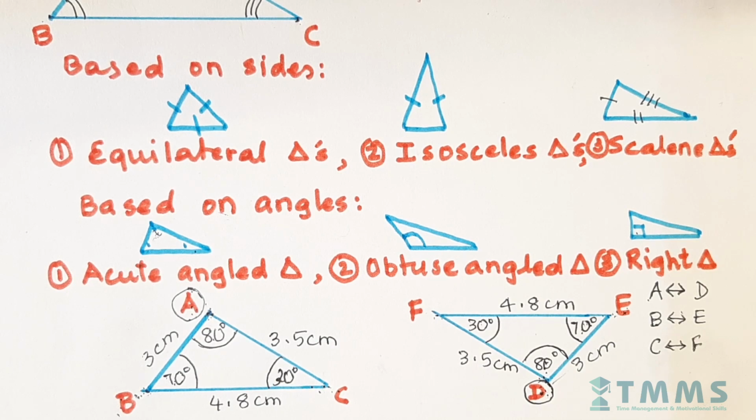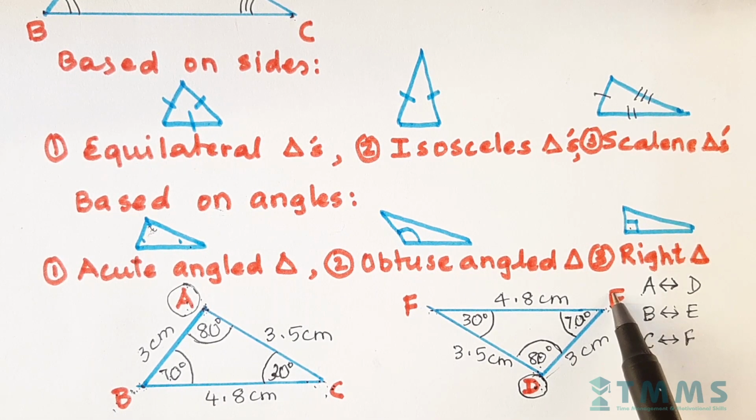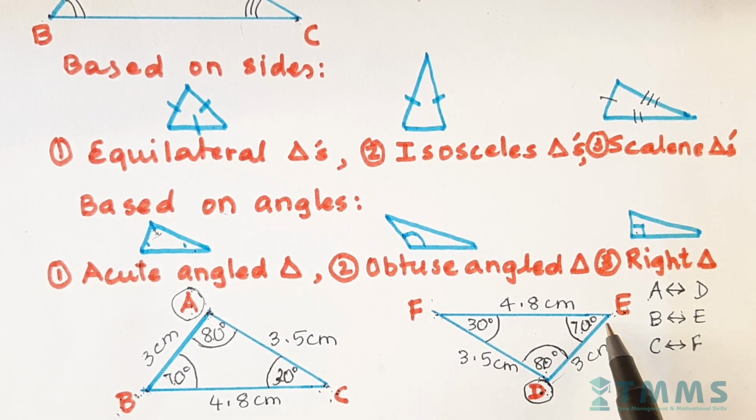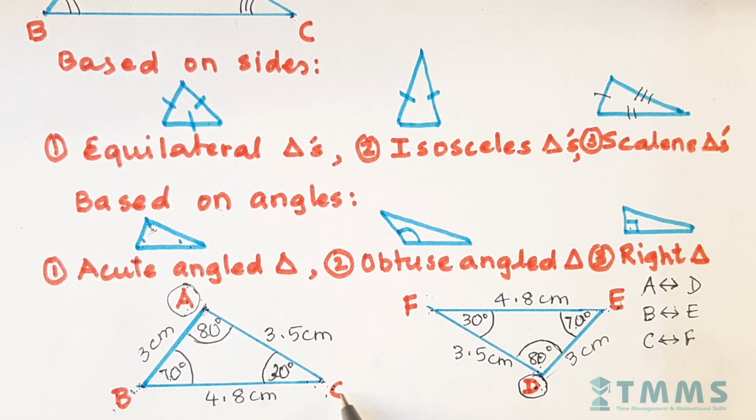The order is important. Now tell me, what is BC corresponding to? BC is corresponding to EF, not FE. Then we come to AC. AC is equal to DF, not FD. Why? Because both of them are 3.5 centimeters.